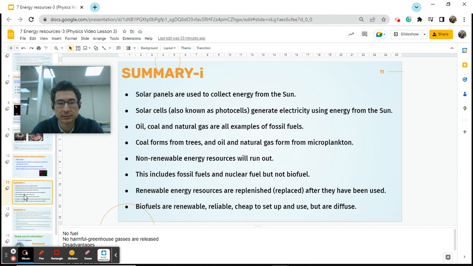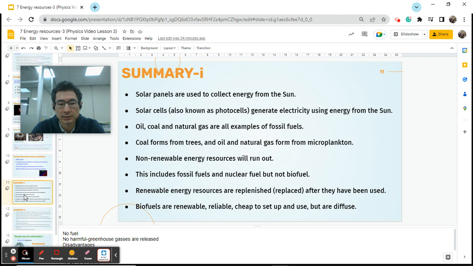So to summarize our chapter, solar panels are used to collect energy from the Sun. Solar panels, furthermore, can be improved by putting solar cells on them. If you put solar cells on the solar panels, you can directly generate electricity. The solar panel is also used to heat water, and further, if you put a solar cell on the solar panel, you can make a photovoltaic cell where you can generate electricity.